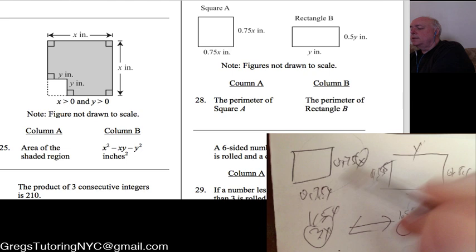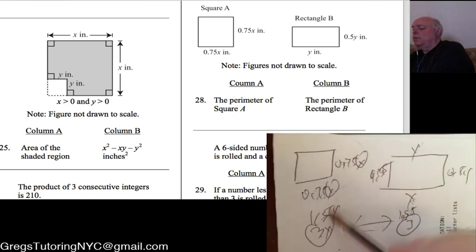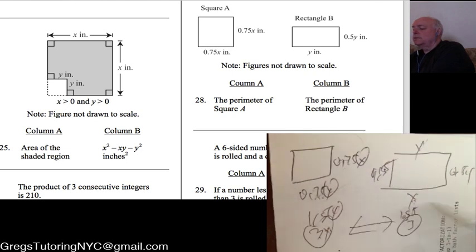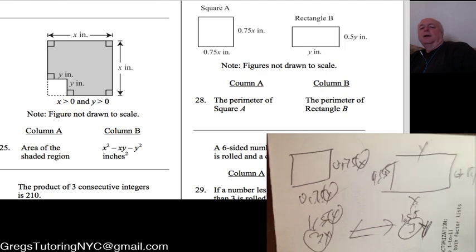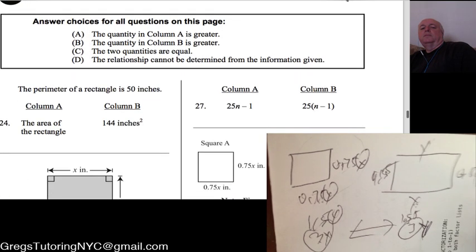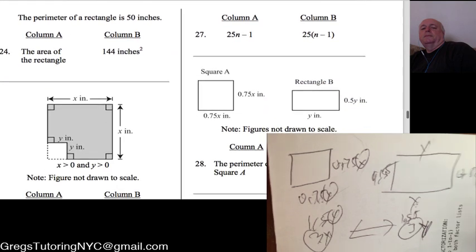Because this is an x. This is 1.5x giving us 3x. This is 3y. So which is larger? The answer is we don't know. If we go back to the criteria that they give us, the relationship cannot be determined from the information given. All right, 28.